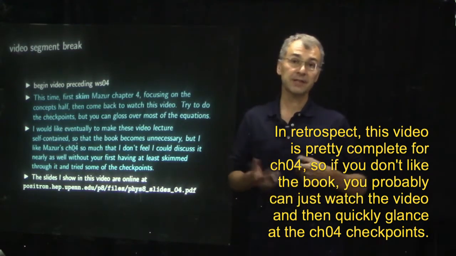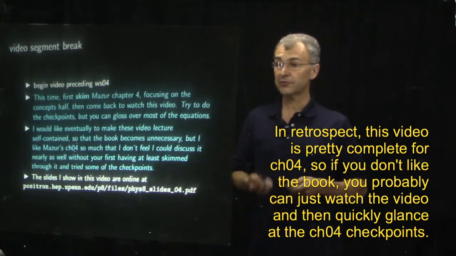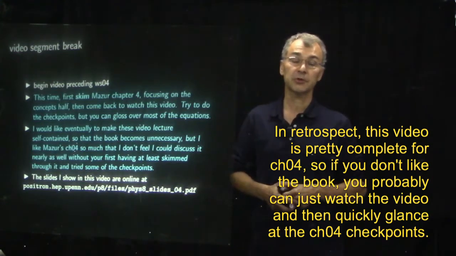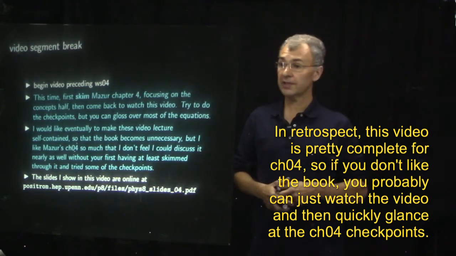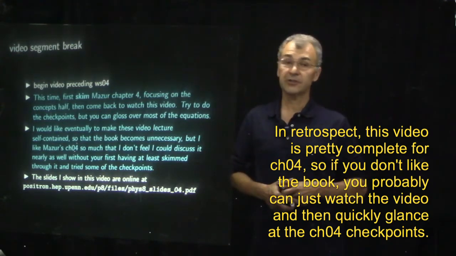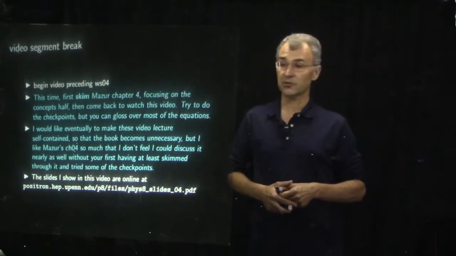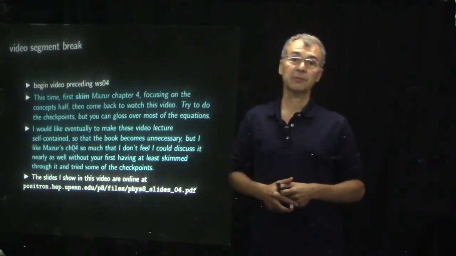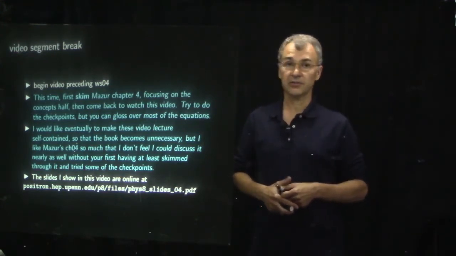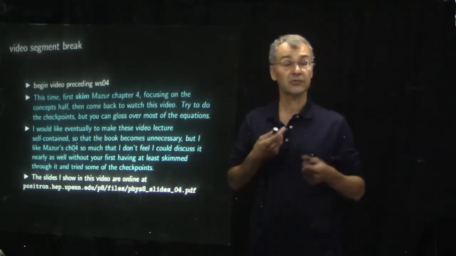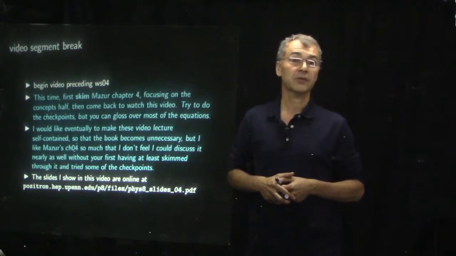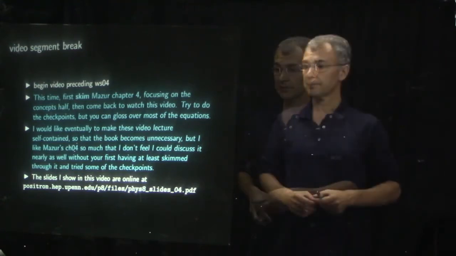I'd eventually like to make this video lecture self-contained so you don't have to read the book. But I like Mazur's chapter 4 so much that I don't really think I could discuss it nearly as effectively at this point unless you've at least skimmed through it to see the ideas. I'll try, but I think you're going to get more out of the lecture if you read, at least skim, the concepts part of the chapter first.